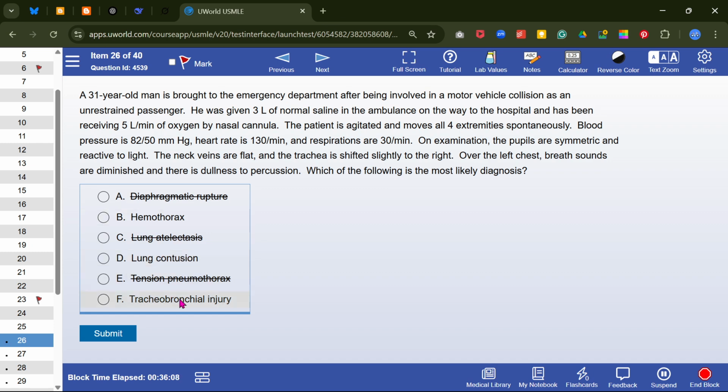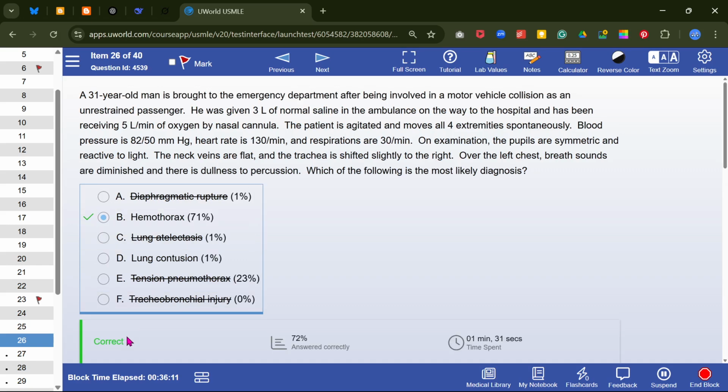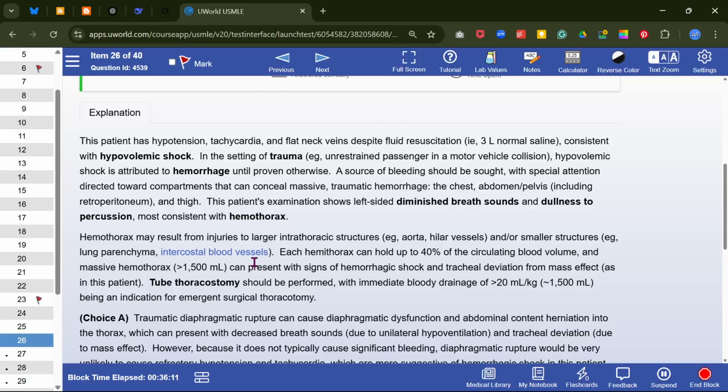Is it hemothorax? Oh, this patient has hypotension, tachycardia, and flat neck veins despite fluid resuscitation with 3 liters of normal saline, consistent with hypovolemic shock in the setting of trauma, an unrestrained passenger in a motor vehicle collision.